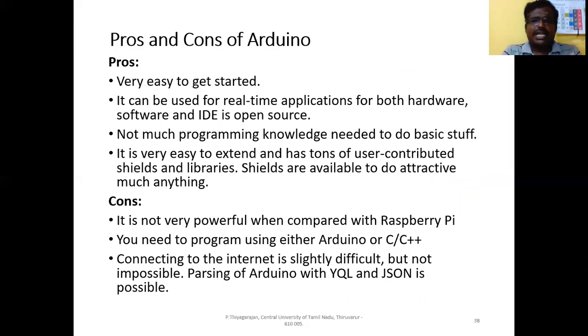The pros and cons of Arduino. The advantage is that we can easily start with Arduino, even if we are a very beginner in IoT, because it's very simple. It's for beginners, so you can easily get comfortable and accommodated with Arduino.